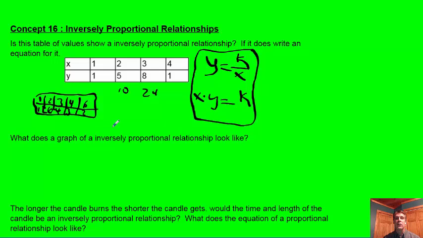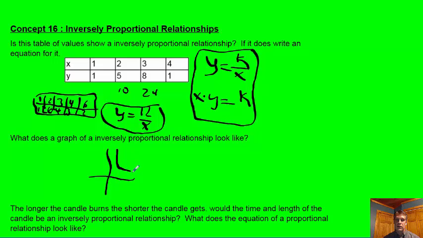All right, so what would that equation look like? Oh, that would be my constant. 12 is going to be my constant here. So I'm going to say y equals 12 divided by x. So if I take 12 divided by all these numbers, I'll come back up with these right here. So this is an inverse equation. This is an inverse table. This is not. All right, what's the graph look like? Well, real quick, it's not a straight line. It's actually going to be a curve.